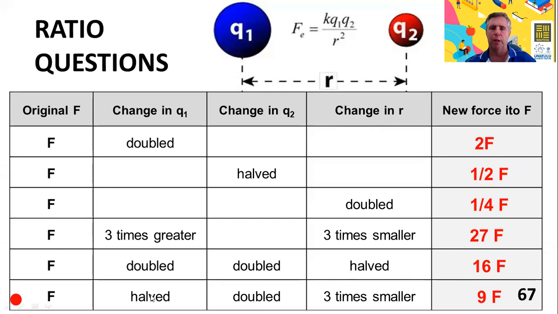And finally, if Q1 is halved, Q2 is doubled, and R is made 3 times smaller, I hope you can see that these two changes will cancel each other out. So there'll be no effect when you combine these two, but having R 3 times smaller means that the force will be 9 times bigger. So it'll be 9 times the original force.